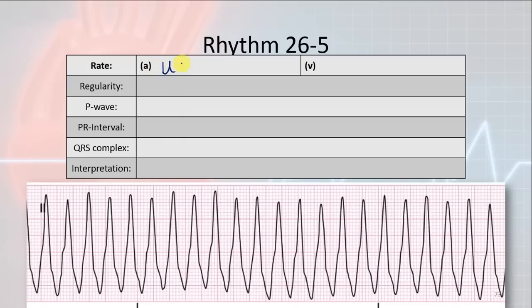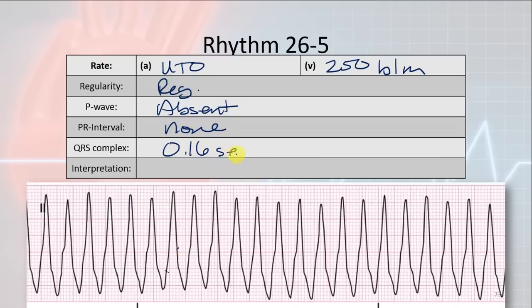The atrial rate is unable to obtain. Ventricular rate that I calculated previously was about 250. I think it was a little bit slower, but I think that's what my notes say here. Regularity is going to be regular. P waves are going to be absent. PR interval is going to be none. The QRS complex is really difficult to tell, but it actually starts right here and it ends right up here. So either way, it's going to be wide, so 0.16 second in this case. The interpretation we know is a wide complex tachycardia.